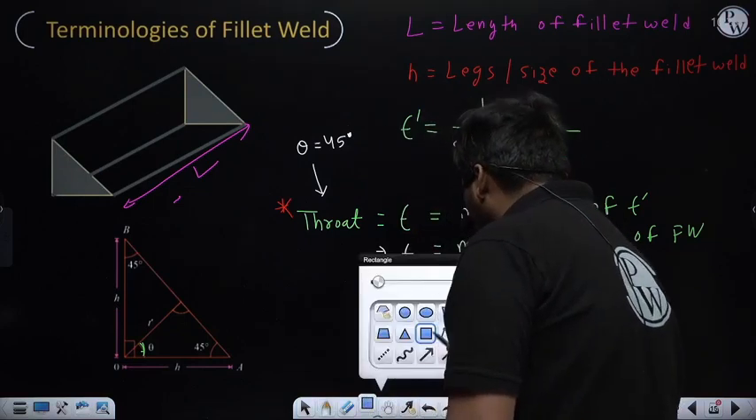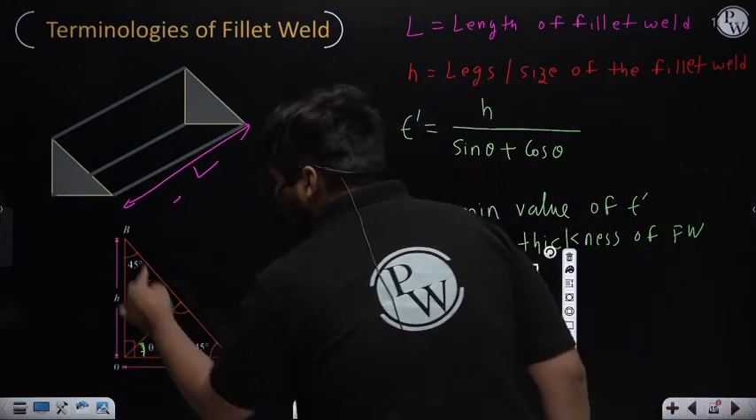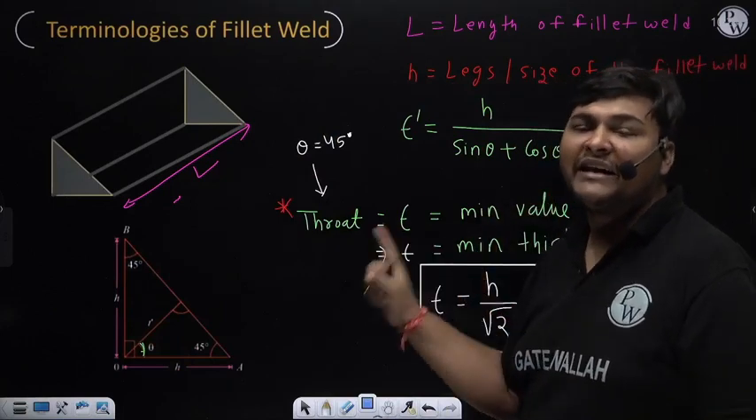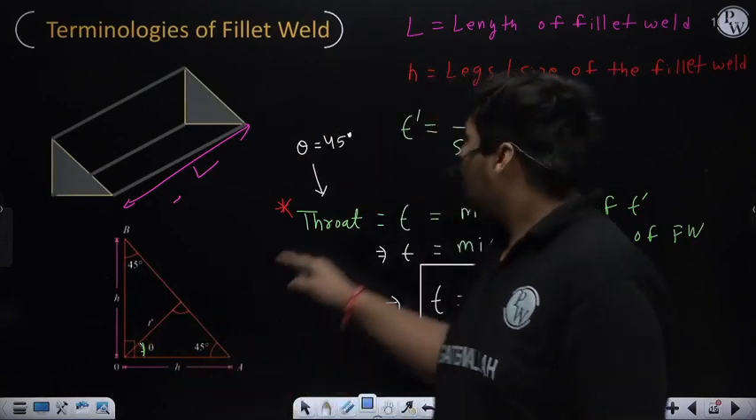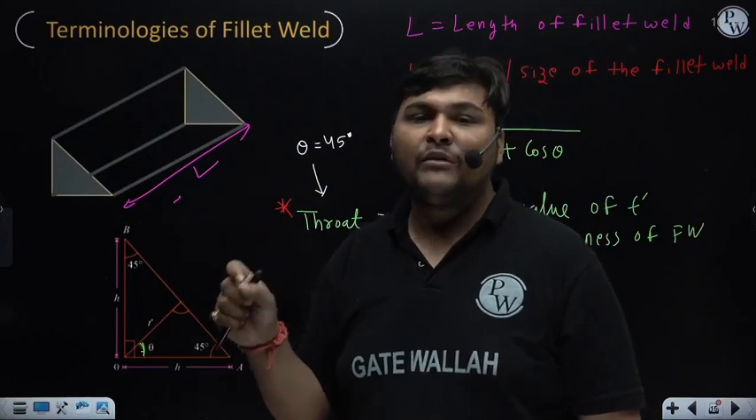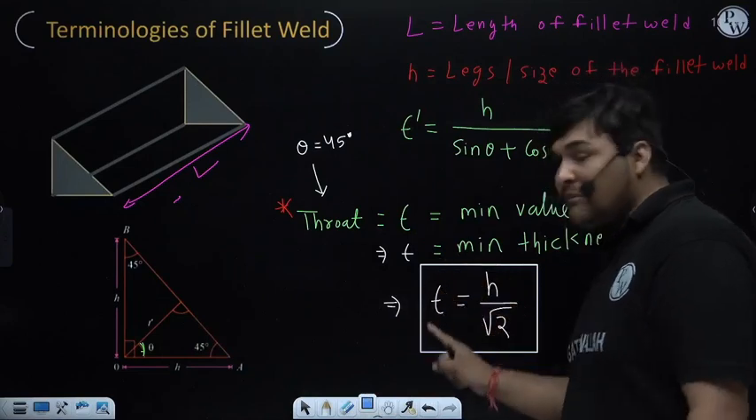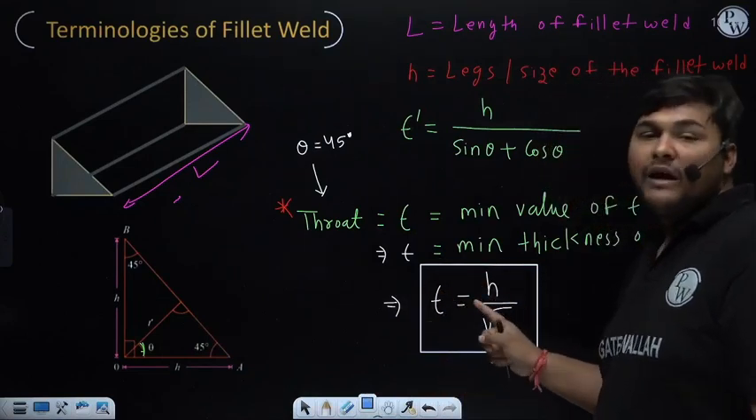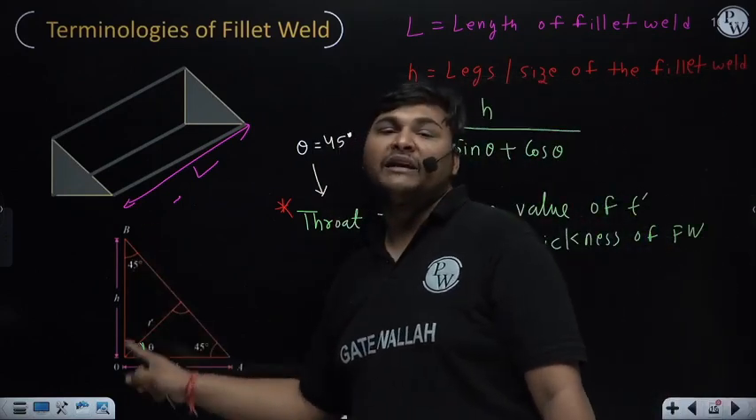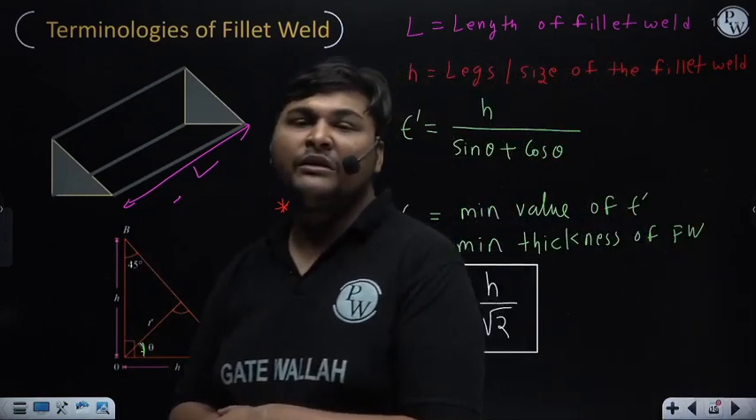What is h? h is the leg dimension of fillet weld, or the size of the fillet weld. This thickness is h, the leg dimension. What is T dash? T dash is the thickness of fillet weld at any angle theta from the leg dimension, whose formula is this. What is throat? Throat is the minimum thickness of fillet weld, and you need to remember the formula directly: h upon root 2. And at which angle do we get throat? At an angle of 45 degrees from either of the leg dimensions. This is the minimum thickness of fillet weld, whose formula is h by root 2.